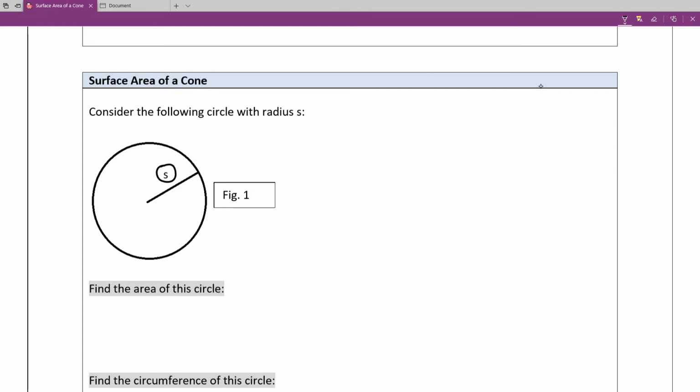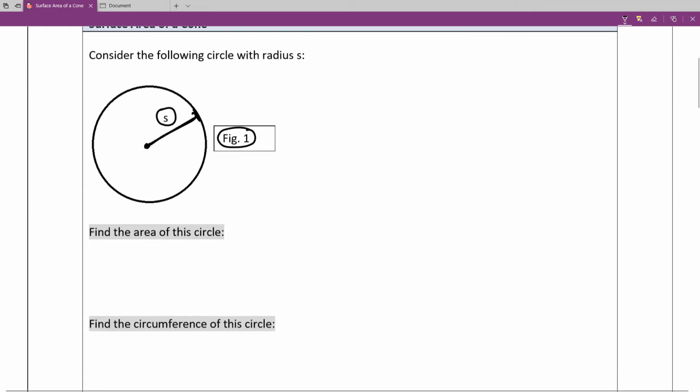To find the surface area of a cone, first we consider just a circle with radius s. And again, the radius is the distance from the center of the circle to the edge of the circle. Let's call this circle figure 1 in case we need to reference it again. So finding the area of this circle is the first part that we need to complete. The area of figure 1 is going to be pi radius squared. But the radius here is given as s. It's going to be pi s squared.